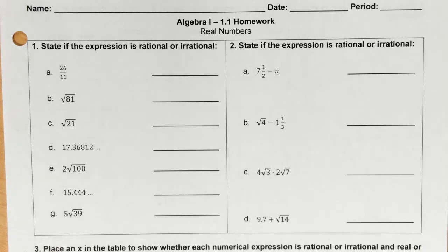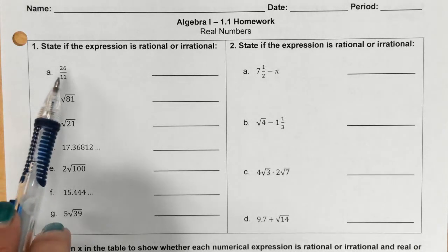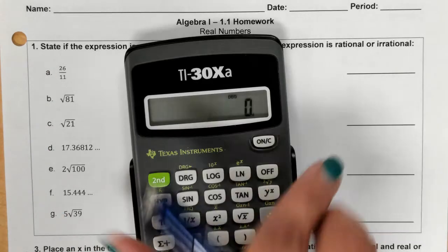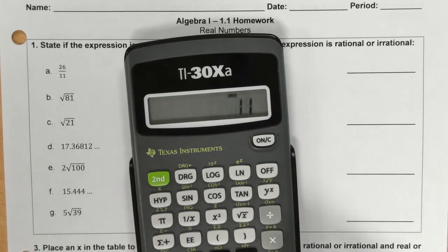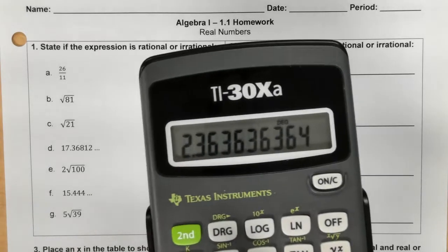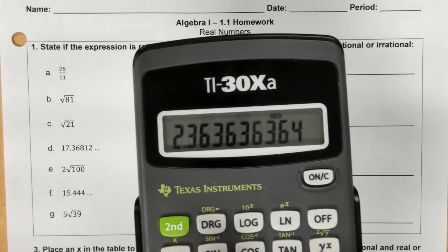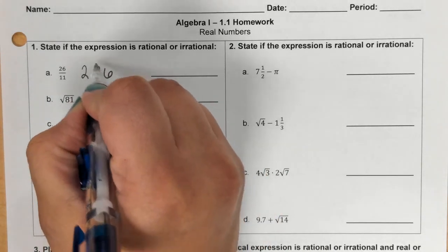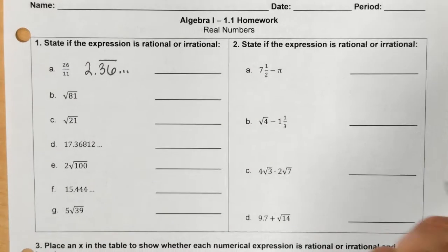All right, here we go. So 1.1 homework. For the first problem, all you're doing is dividing that. So if I do 26 divided by 11, that's 2.3636 repeating, right? So this is what I see, and that is rational.